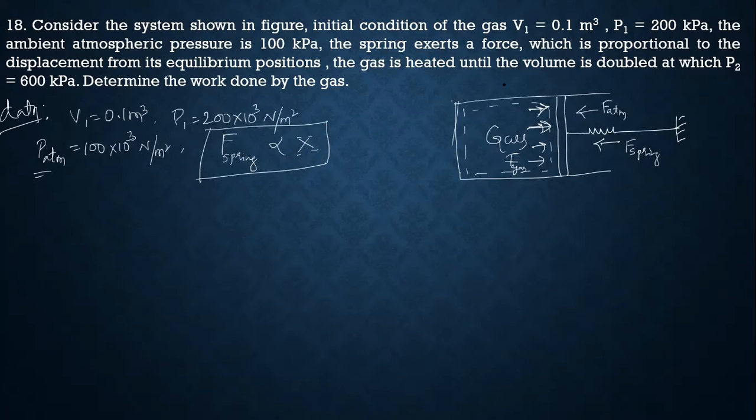The gas is heated until the volume is doubled. That means V2 is equal to 2 times V1, and P2, which is also given, is 600 into 10 to the power of 3 Newton per meter square. Determine the work done by the gas. Now the work done by the gas we will calculate.